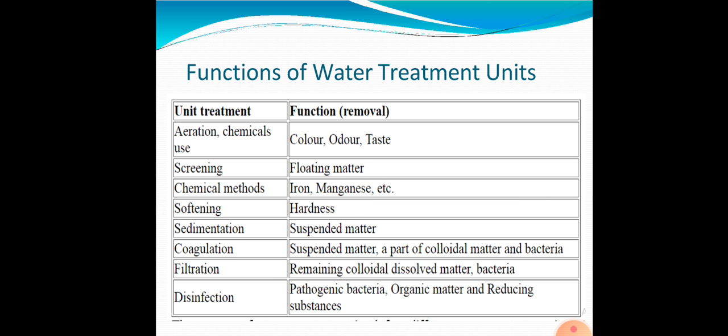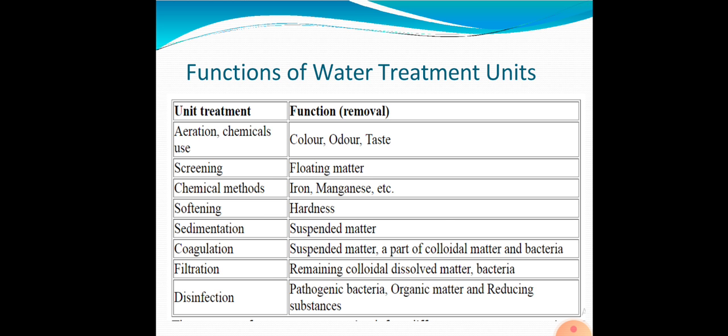And like chemical, there are also some methods, we call it as a chemical method of treatment. So in this we remove various metals like iron, manganese, etc. Then there is a method, we call it as softening process. So softening process means the process of removing the hardness that is present in water. So hardness is mainly due to the presence of carbonates and bicarbonates of chlorides and sulfates.